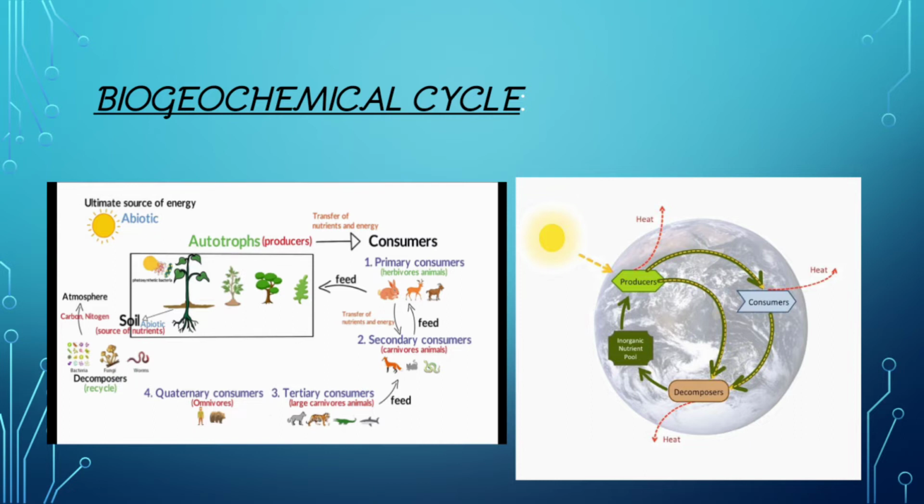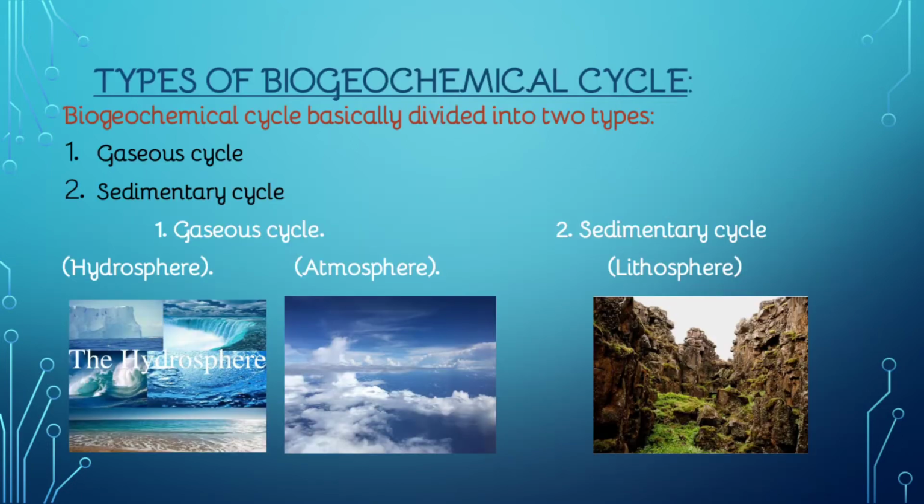The earth obtains energy from the sun, which is radiated back as heat. All other elements are present in a closed system. The major elements include carbon, hydrogen, oxygen, nitrogen, phosphorus, and sulfur. These elements are recycled through the biotic and abiotic components of the ecosystem. The atmosphere, hydrosphere, and lithosphere are the abiotic components of the ecosystem.